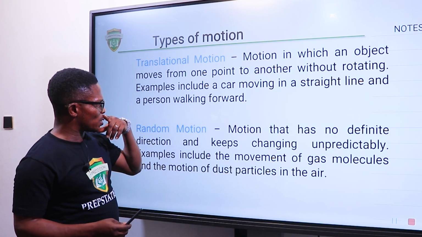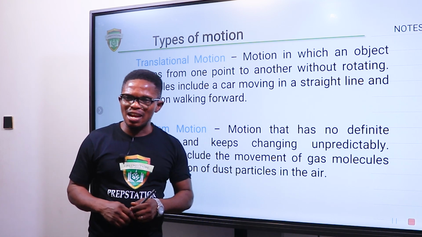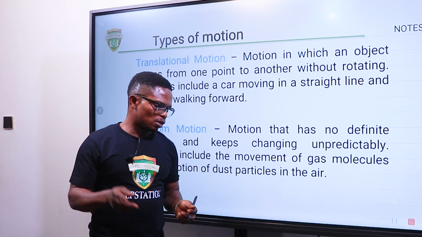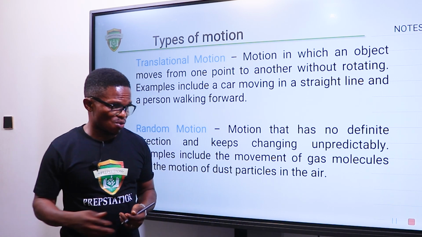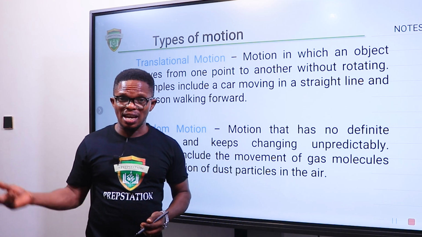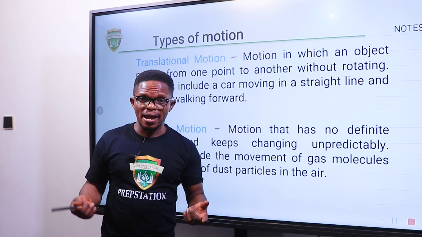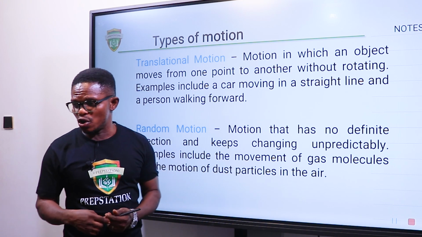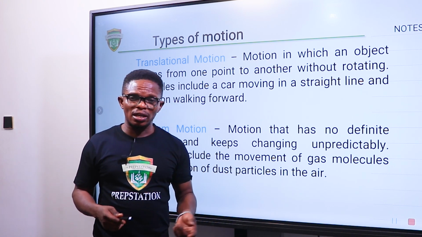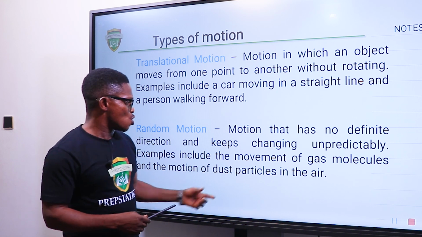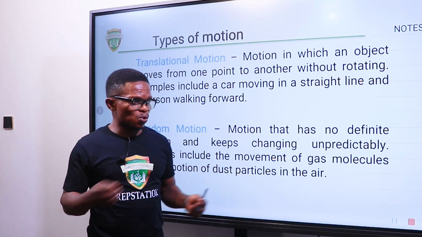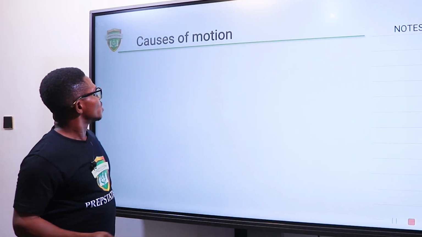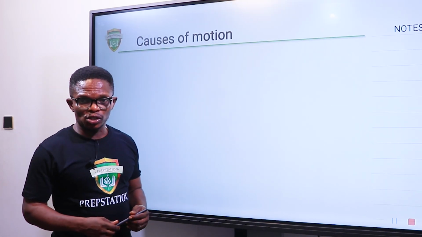Now, random motion is that motion where there is no specific orientation, there is no specific direction. For example, diffusion of gas, okay? Example, dust particles in air. Example, smoke in air. Example, insecticide. You know, when you spray insecticide in your room with the intention of killing the mosquito, you never can tell where the insecticide will go. It diffuses in every direction. That is random motion.